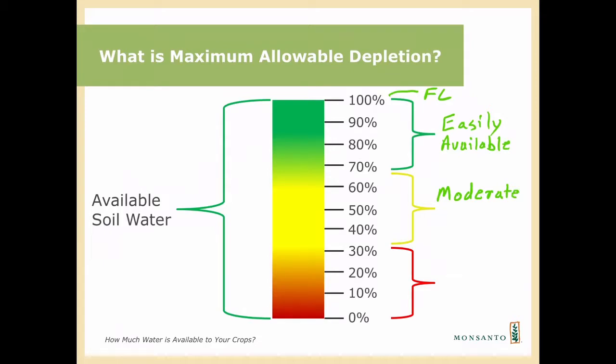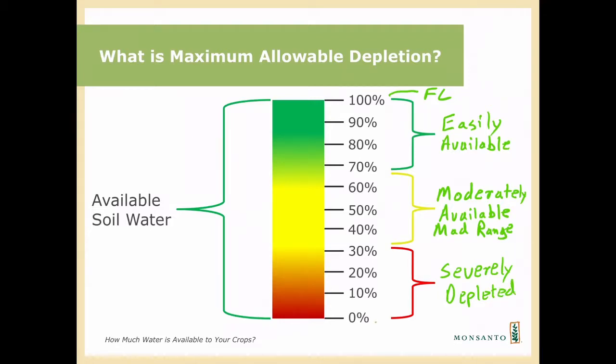When you move lower, let's say 70% of plant available water to 30%, that's where water becomes moderately available. You can actually have some plant stress as you move into, say, 40% of plant available water remaining or 30%. And typically, this is the range where maximum allowable depletion is set. For example, for corn, we might say 50% is the maximum allowable depletion at the R1 growth stage. As you move even lower than that, down the scale at 30% to 0%, the soil water is severely depleted.